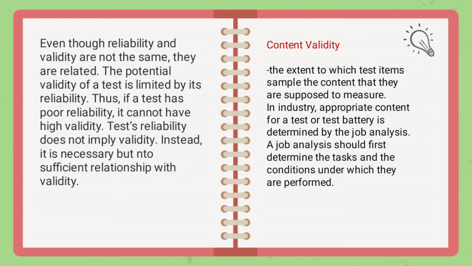So for example, in the test of the teacher, there are 60 items, and the coverage is chapter 8, 9, and 10. So, you should divide the 60 by 3. That is how the items should be included in the test. For example, 20 items for chapter 8, 20 items for chapter 9, and so on, no? So, for industry, a job analysis should first determine the task and conditions under which they are performed. The job analysis needs to know that.